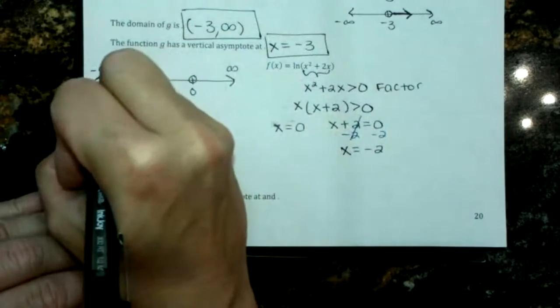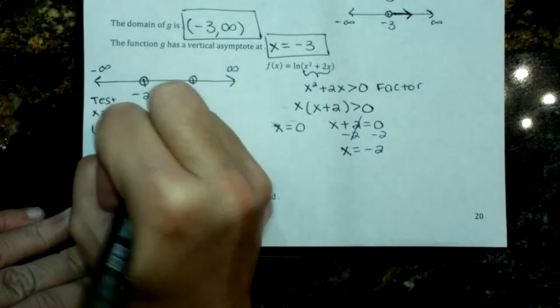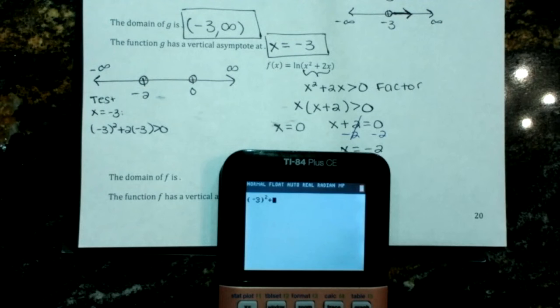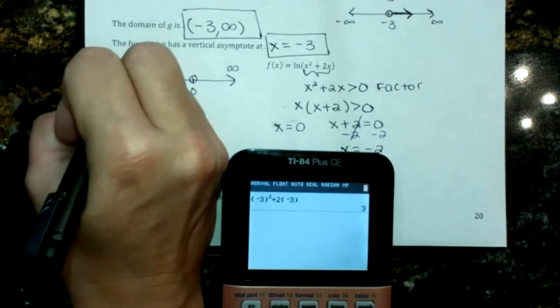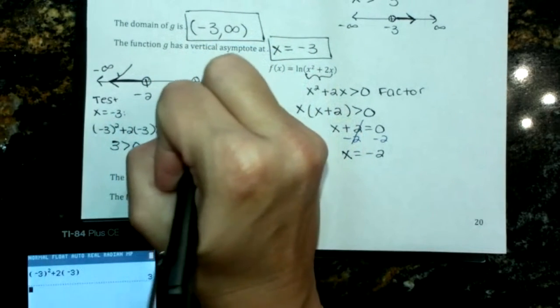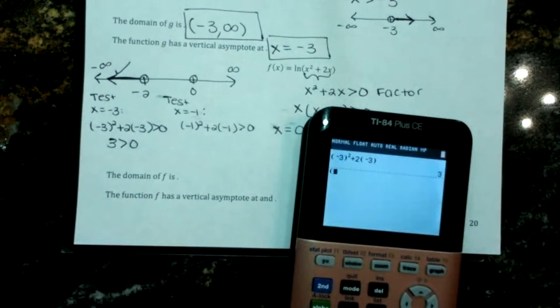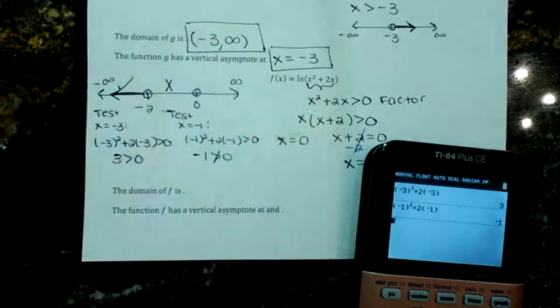Remember, I have to test all these points now. So testing from -infinity to -2, let's do x equals -3. So -3 squared plus 2 times -3, is that greater than 0? In parentheses, -3 squared plus 2 times -3 will give us 3. 3 is greater than 0, so this side works. In between -2 and 0, let's test x equals -1. So -1 squared plus 2 times -1, is that greater than 0? That will give us -1. -1 is not greater than 0, so that middle section does not work.